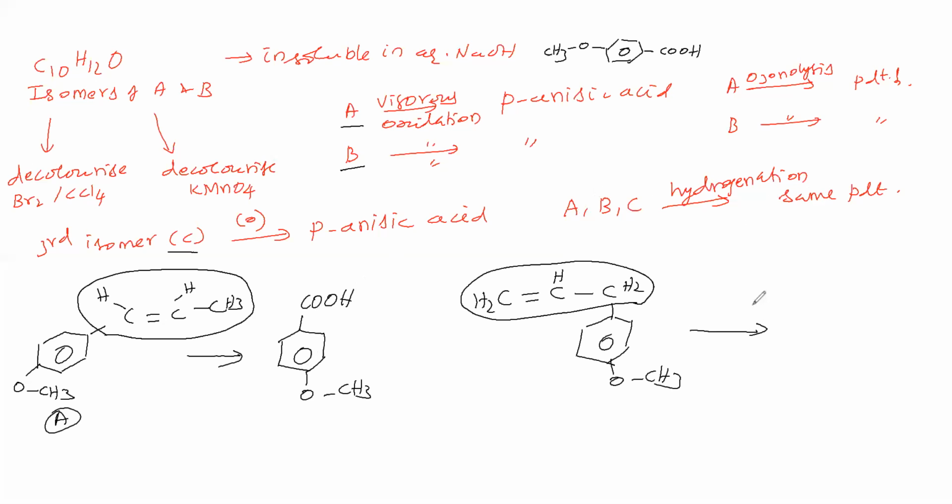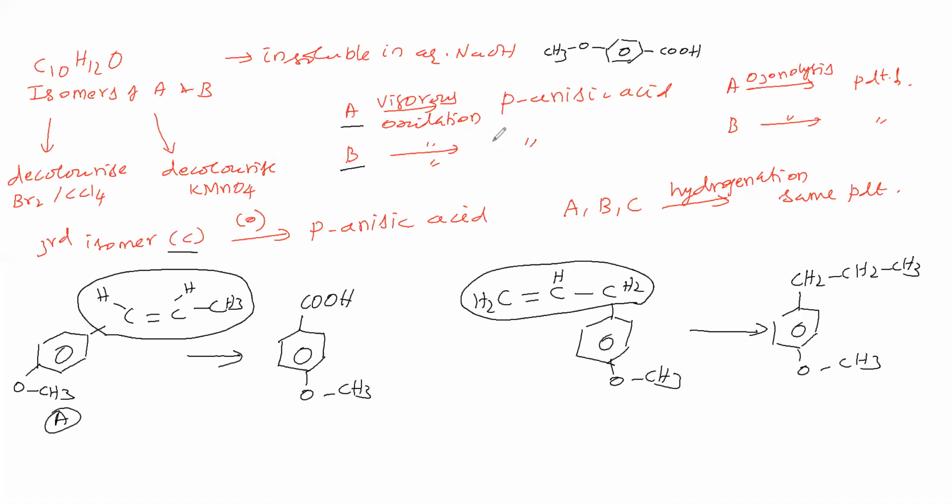This we will take for hydrogenation. Hydrogenation means a double bond is converting into a single bond. Here 1 hydrogen is added, here 1 hydrogen is added. So we get CH2, CH2, CH3 with this phenyl ring and OCH3. This also on hydrogenation gives this product. So we can say this is one isomer, and this is another isomer of C10H12O.